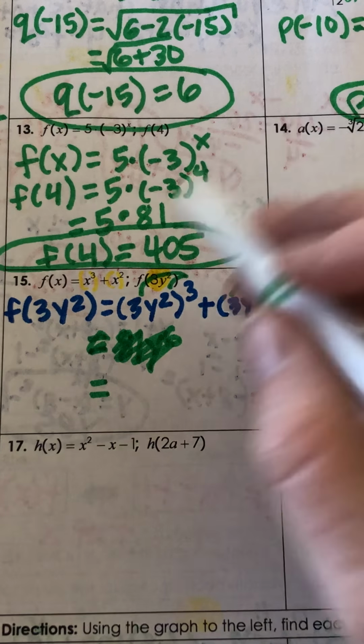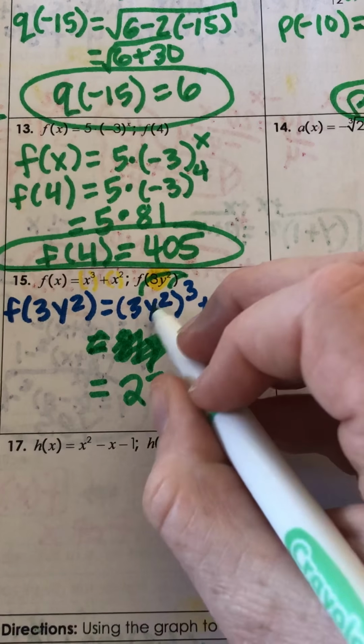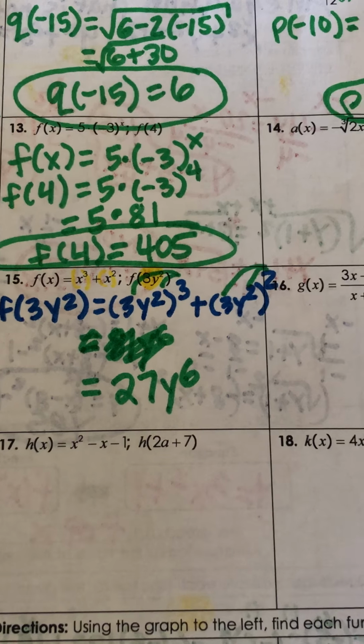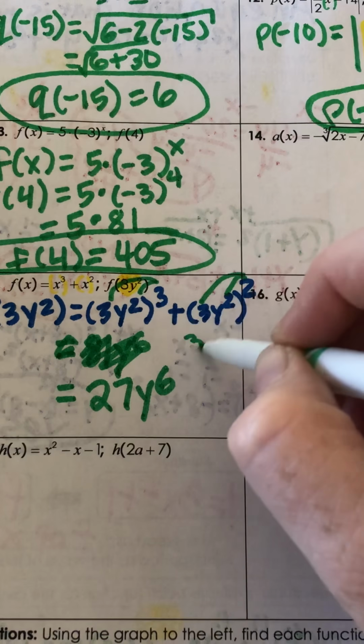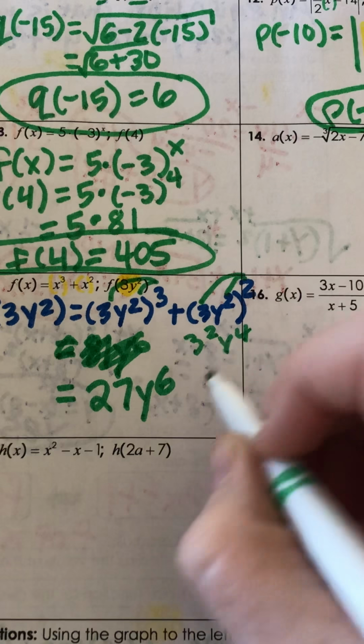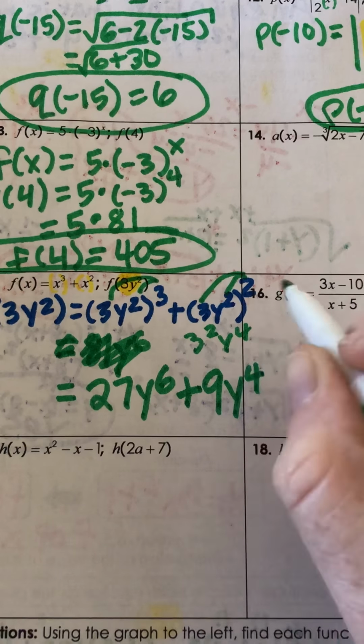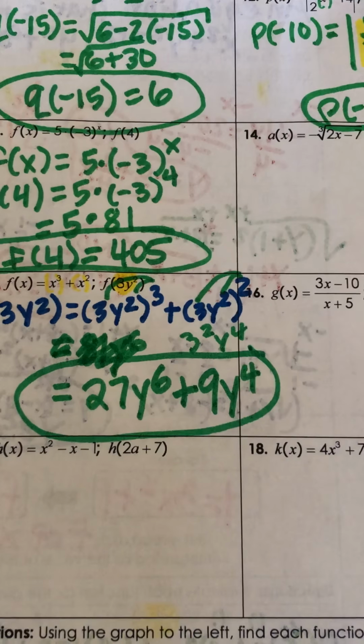All right, 3 to the third is 27. Then y to the 2 times 3 is y to the 6. Okay, that looks better. All right, now 3 squared, y to the 4th would be 9, and there's a plus between it, so 9y to the 4th.